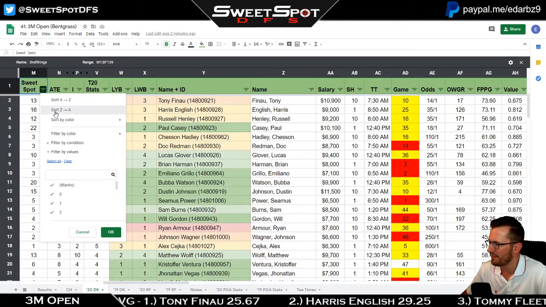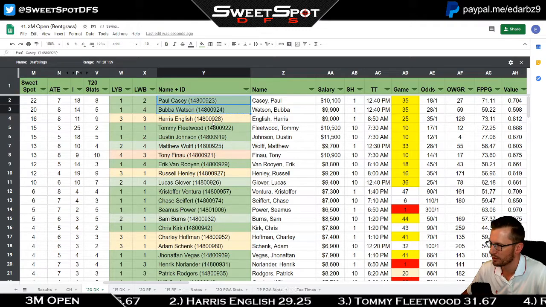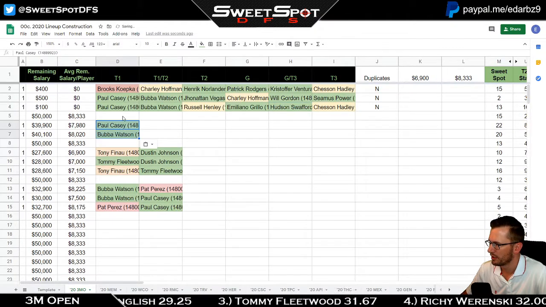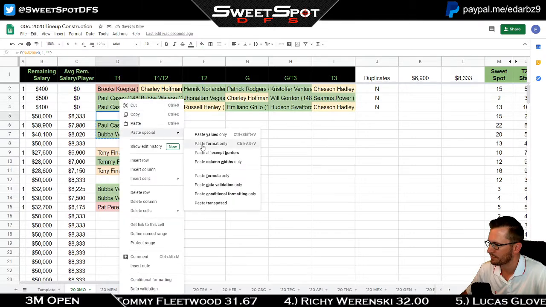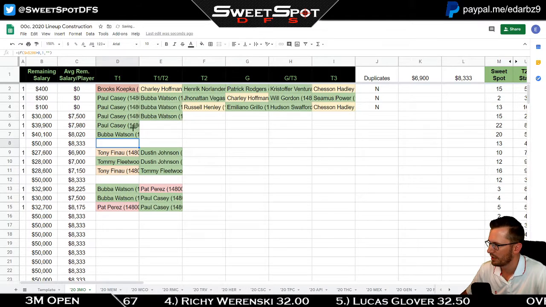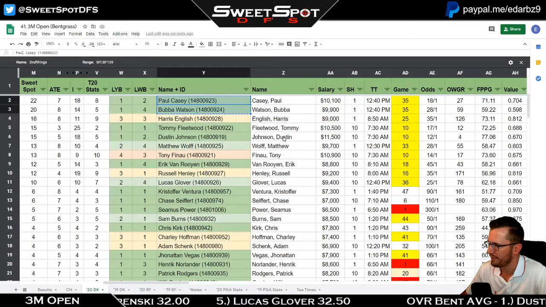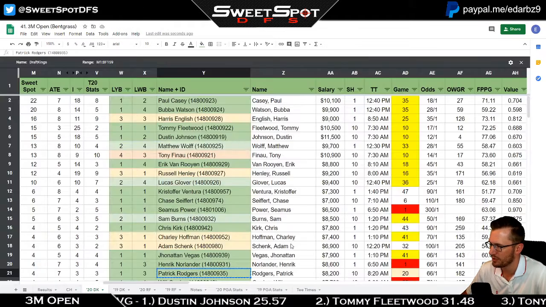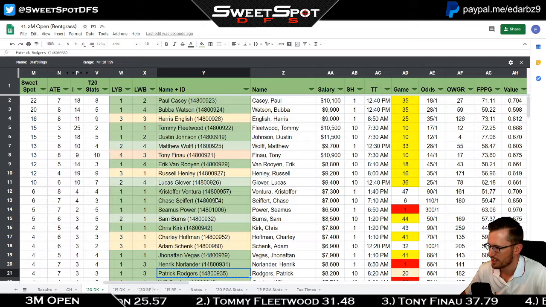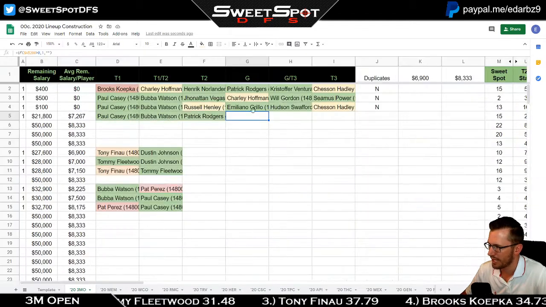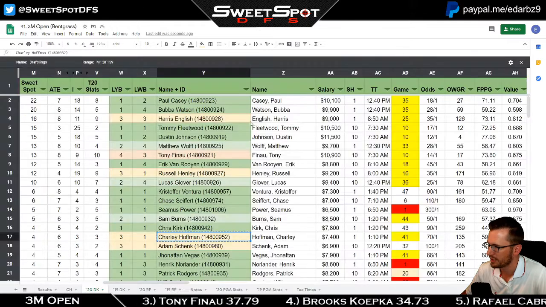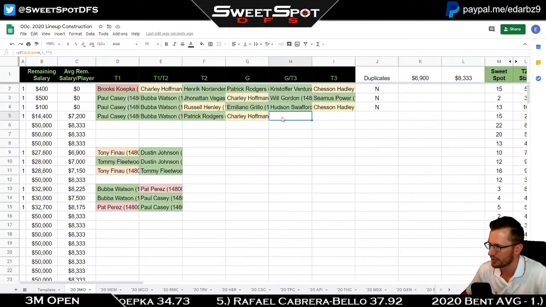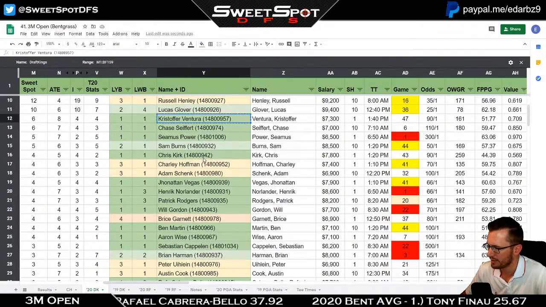But yeah, I guess my favorite lineup, if I was to create one for you, it's going to be here. Now, my favorite plays are Patrick Rogers. Really like Patrick Rogers. $7,200 left. I like Charlie Hoffman. I can't get away from Charlie Hoffman. 7,200. I'm going to take a chance on Christopher Ventura. And 71.